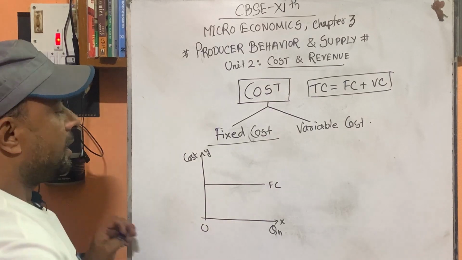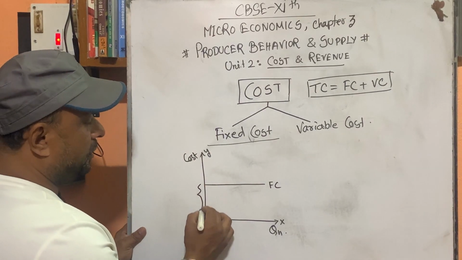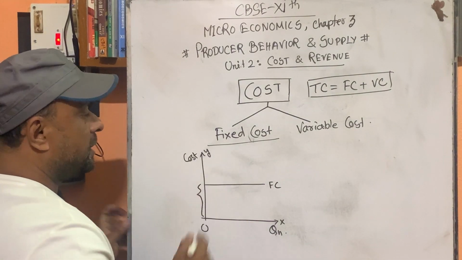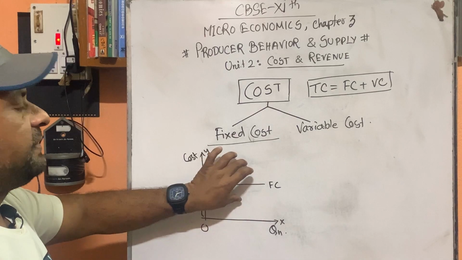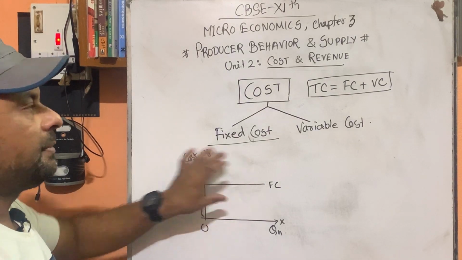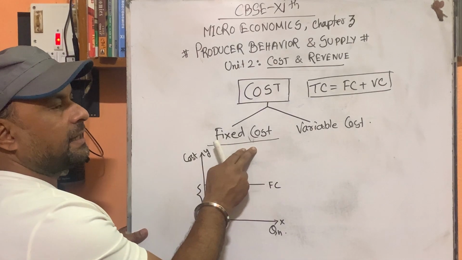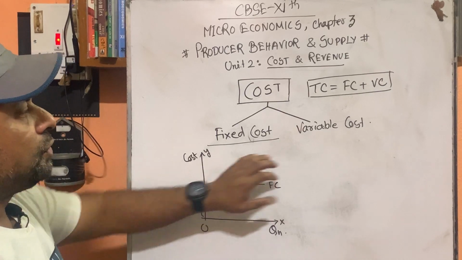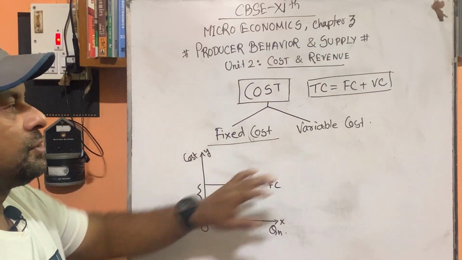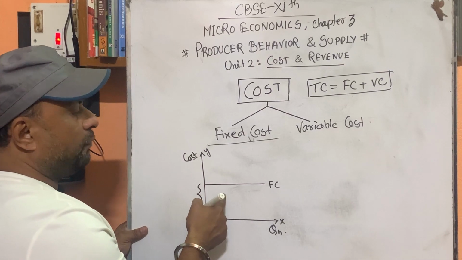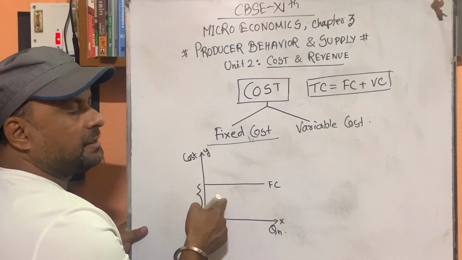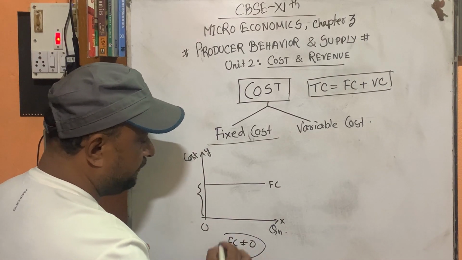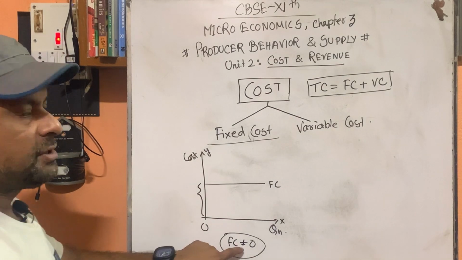Whatever the production, it may be zero, but fixed cost always remains fixed, and a certain amount of fixed cost always continues. For example, on Sunday or any holiday, the factory has to pay the permanent staff their salary, they cannot stop. But those are variable factors. Suppose on Sunday there is no work, the casual workers will not be paid. So fixed cost never becomes zero. Very important concept. Production may be zero, but fixed cost never becomes zero.